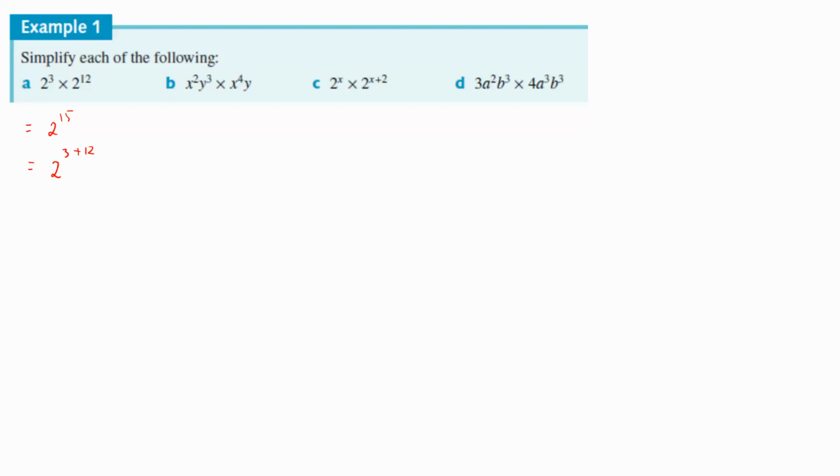Instead of doing 12, what if I gave you 2 to the power of 3 times 2 to the power of 2? We know that it's going to be 2 to the power of 3 plus 2, 2 to the power of 5. I want to know why we add.